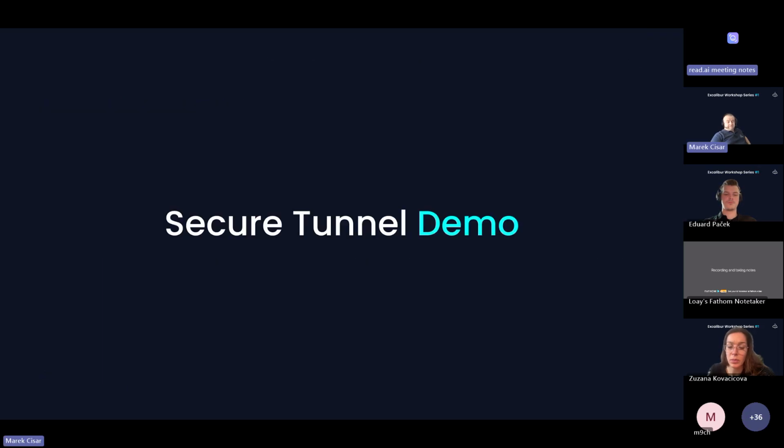Okay, so it is time for the first part of the demo. I will show you how to create a secure tunnel configuration, how to install the client, how to activate it, and how to use it as a pure tunneling client for incoming RDP or SSH sessions. I will also try to show you how to use it to integrate the on-prem Active Directory into the Excalibur running in the cloud.